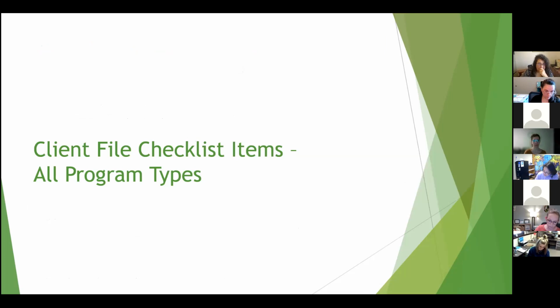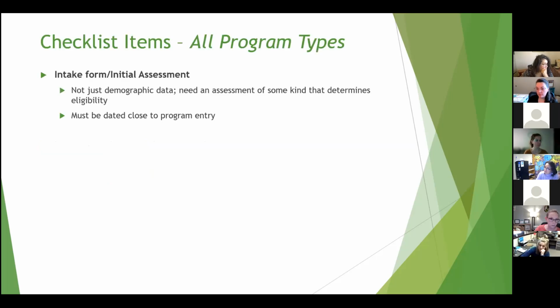The first checklist items I'm going to go over are applicable to every project type. Whether you're rapid rehousing, emergency shelter, street outreach or prevention, all of these items are included. The first one is an intake form or an initial assessment. This is not just demographic data. You need an assessment of some kind that determines eligibility. It doesn't have to be complicated, just something that shows what the client's needs are and that they're eligible for service.